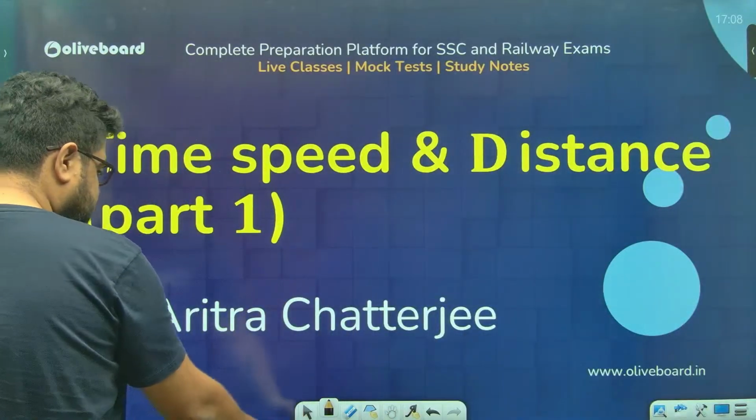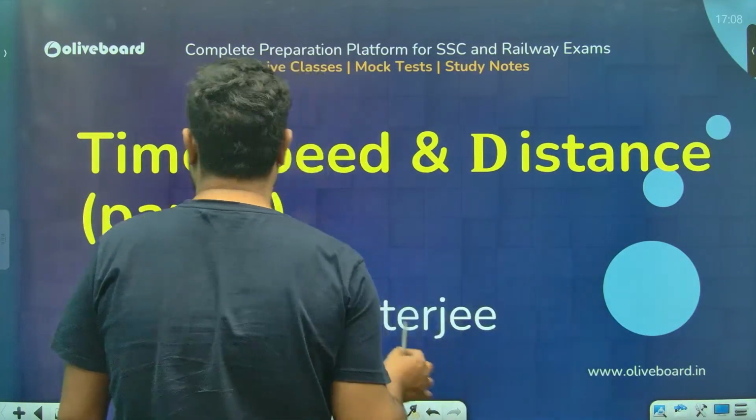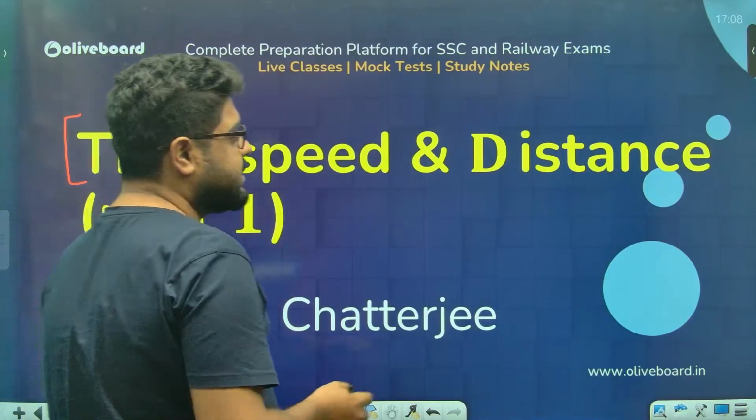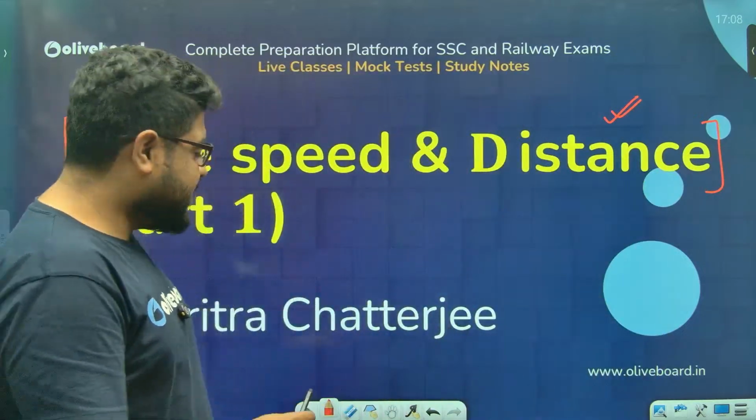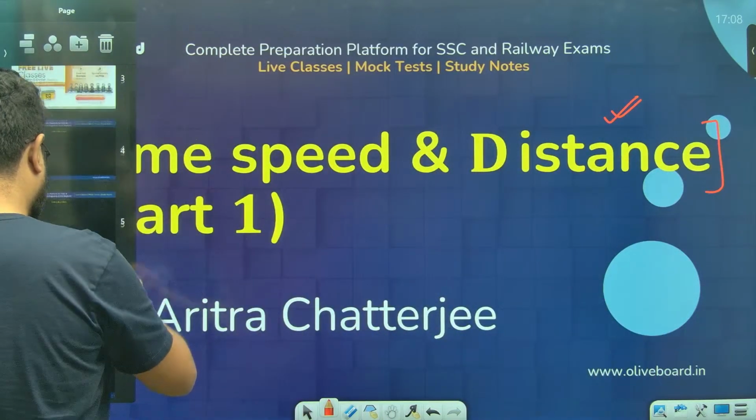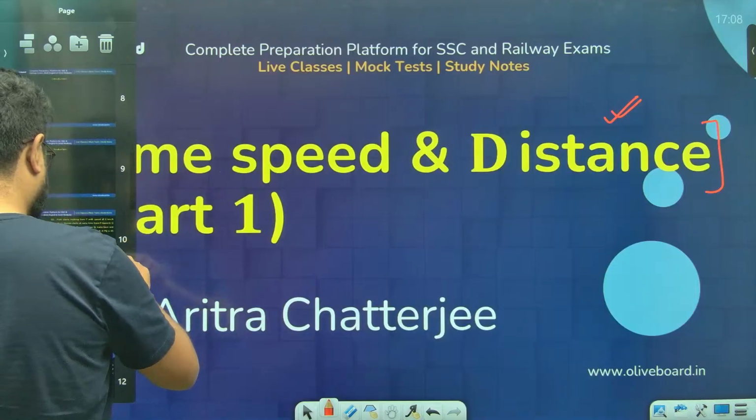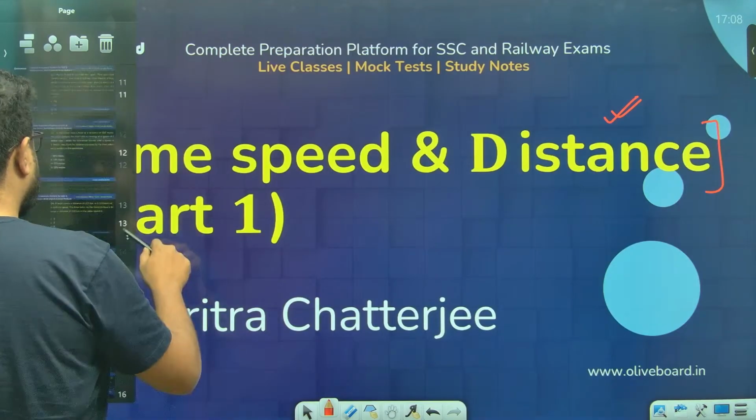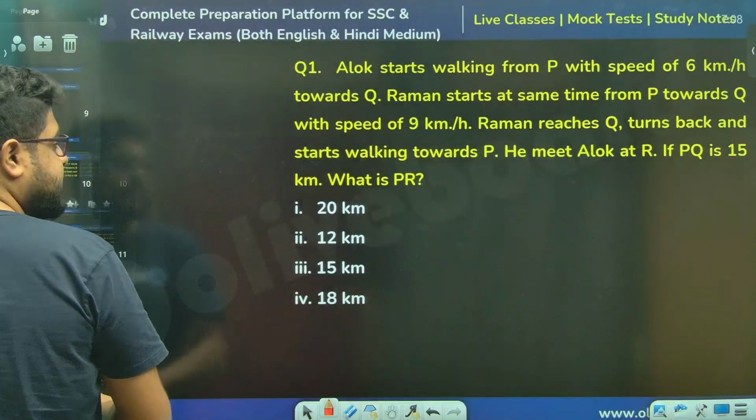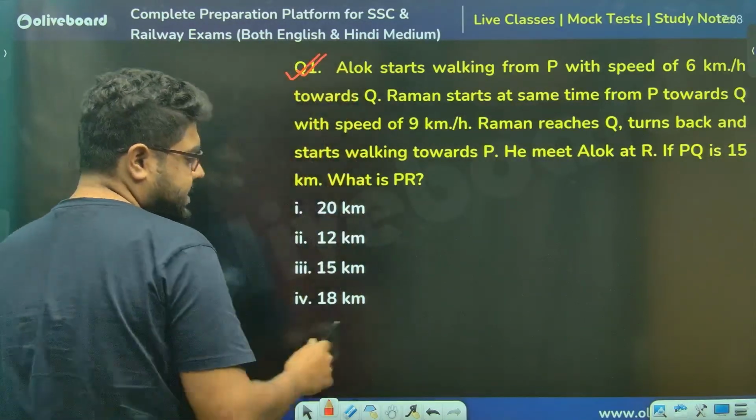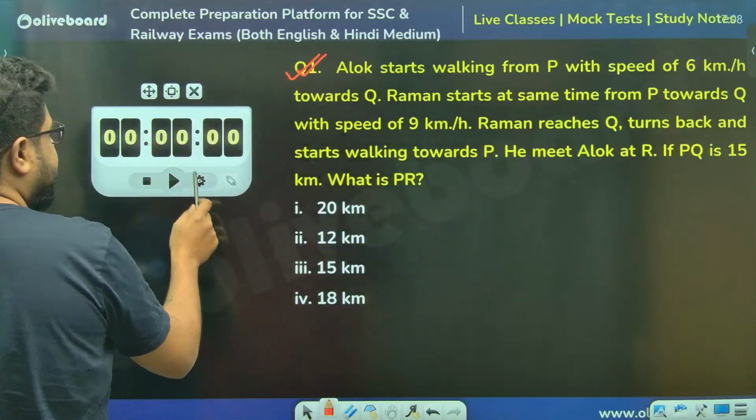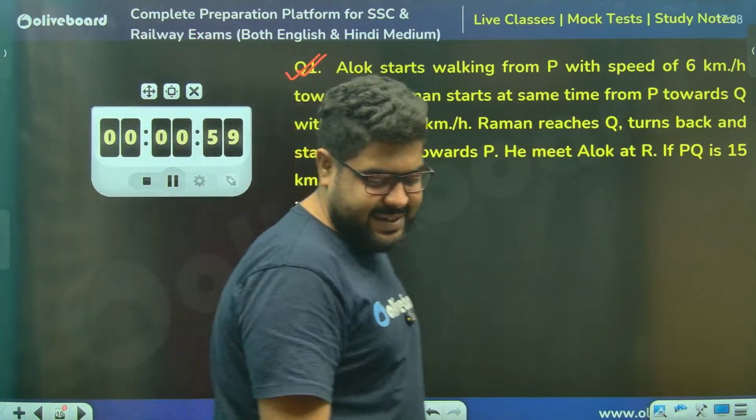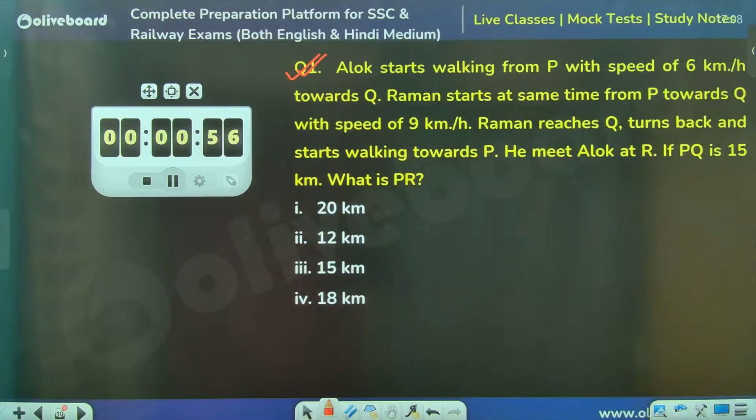Now, coming back to our class, the topic for today is time, speed, and distance. We will be working with this. Without any delays, let's start with the questions. The first question is this one. Very good questions, not very difficult, but very selected questions. One minute's time. Let's start, everybody. This is the first question of the day.